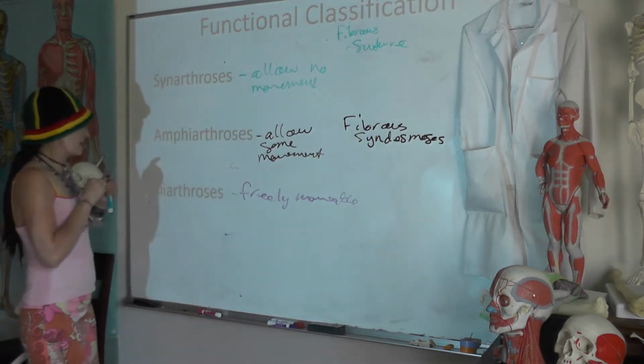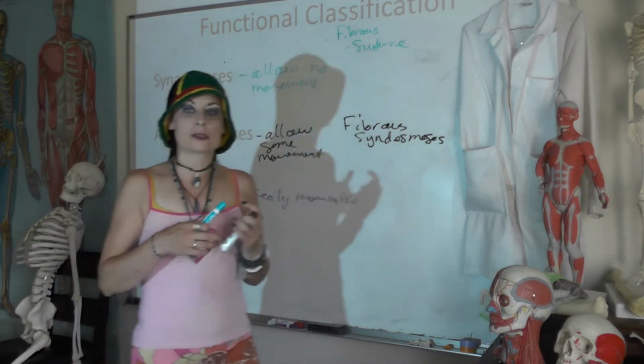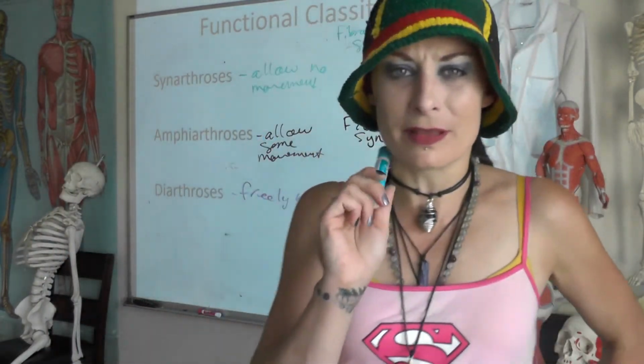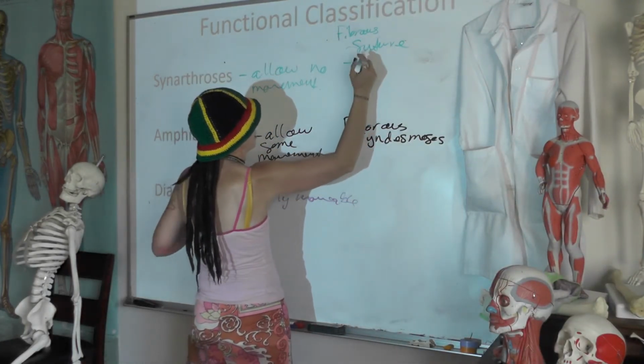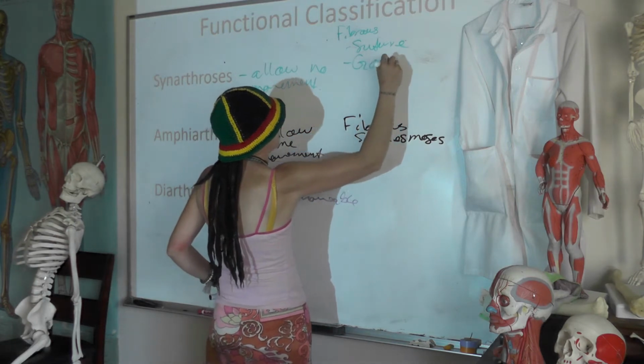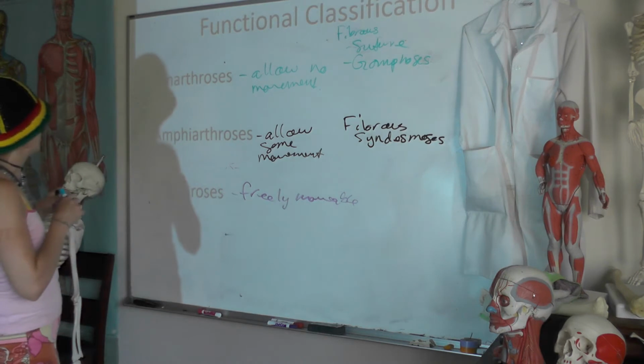Okay? And then the last type of fibrous joint we had was the gomphosis, the periodontal ligament in your tooth. How much movement do you think that's supposed to allow? None, right? So a gomphosis is a fibrous joint that is a synarthrosis. So our gomphoses are synarthritic joints.